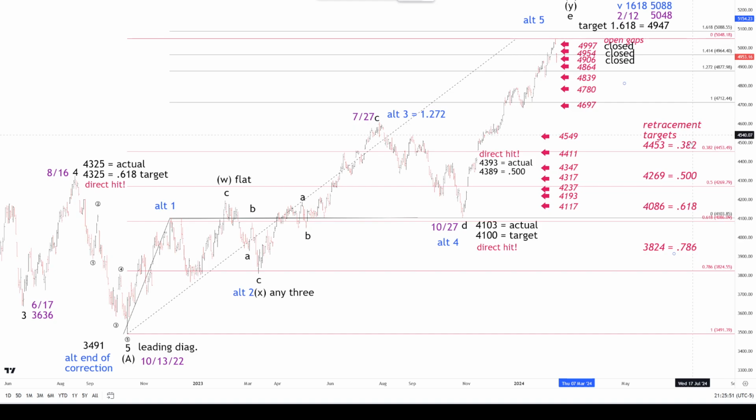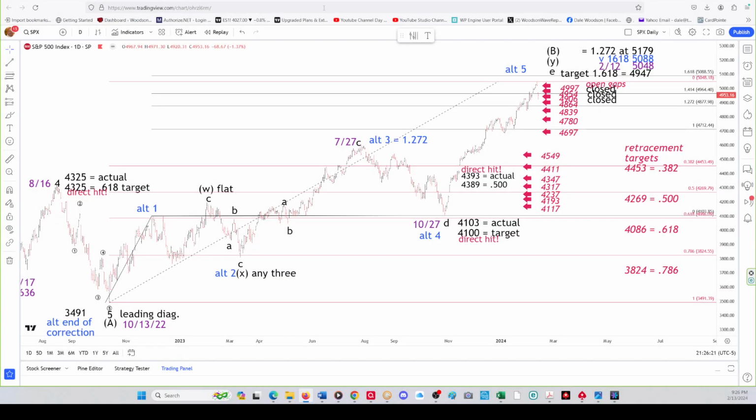There's our retrace targets: the 382 at 44.53, the 50% at 42.69, the 618 at 40.86, and the 786 is down here at 38.24. We will see where this goes. Here's that area of the previous 4th wave, and that falls pretty much again within, this one's between the 382 and the 618. So we'll see where this goes.